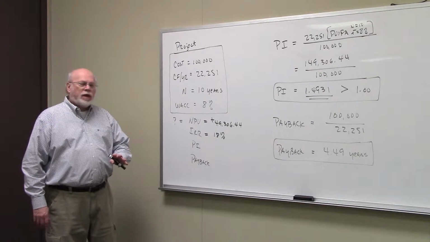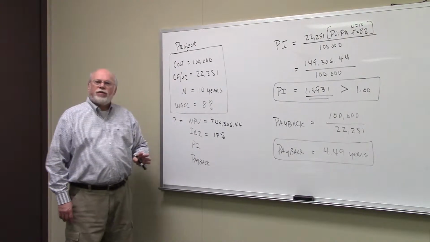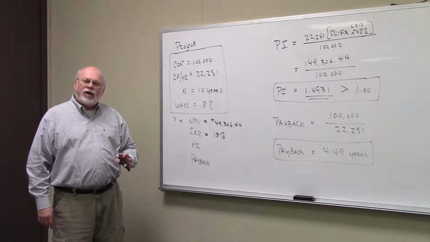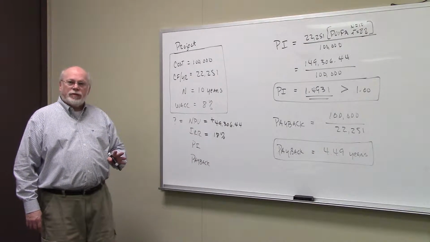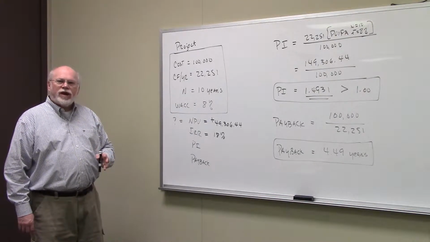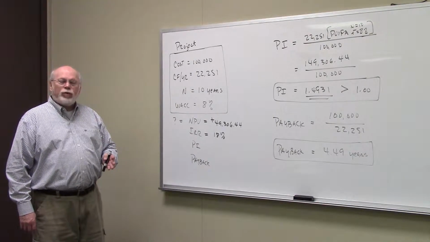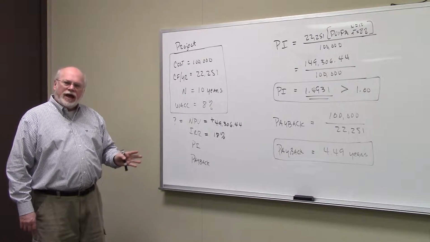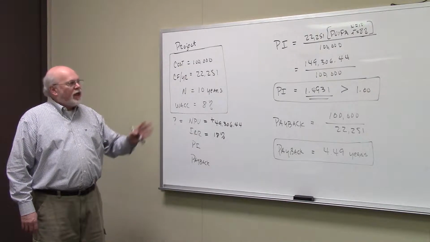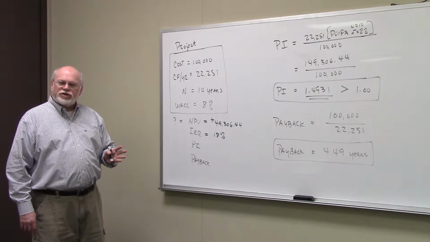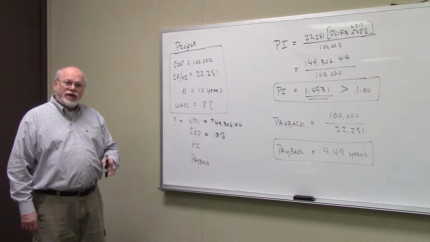of capital. Now to calculate the profitability index, it's the present value of the inflows divided by the present value of the outflows. Now the inflows of this project, the cash inflows, $22,251 a year. To find the present value of that, we multiply it by our PVIFA with N equal to 10 and I equal to 8%. That gives us $149,306.44. That's the present value of the inflows.